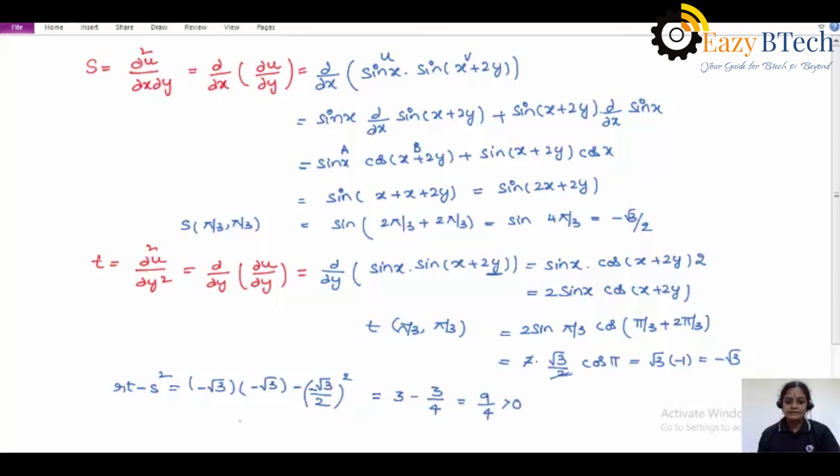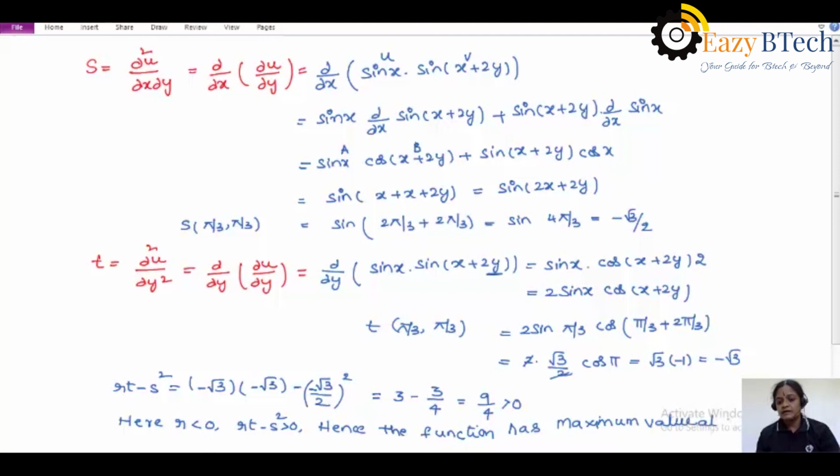Then it is a greater than 0 value. So here r is less than 0 and rt minus s square is greater than 0. So hence the function has a maximum value at the point pi by 3 comma pi by 3.